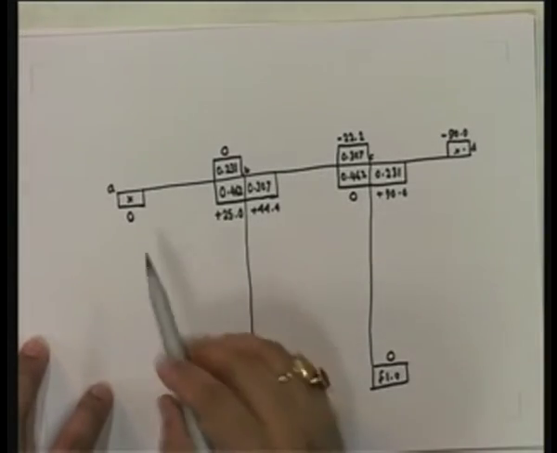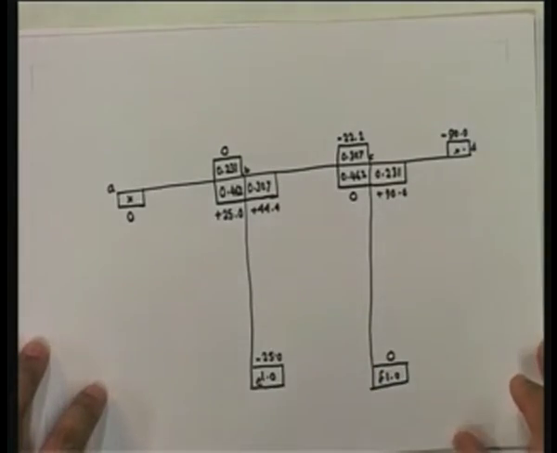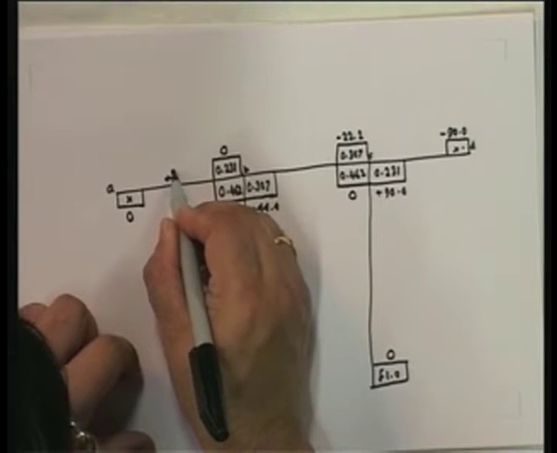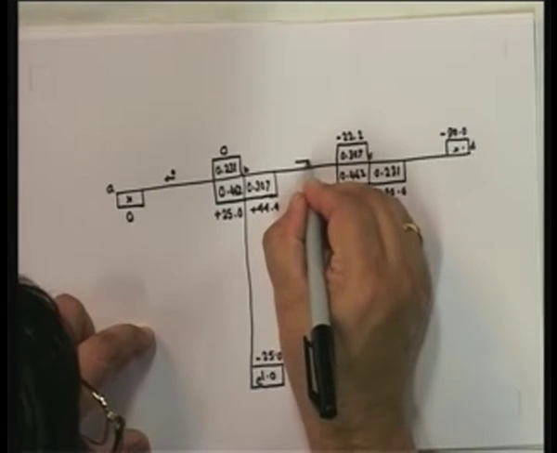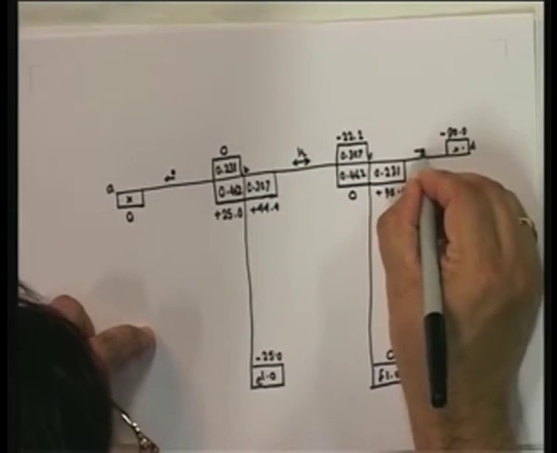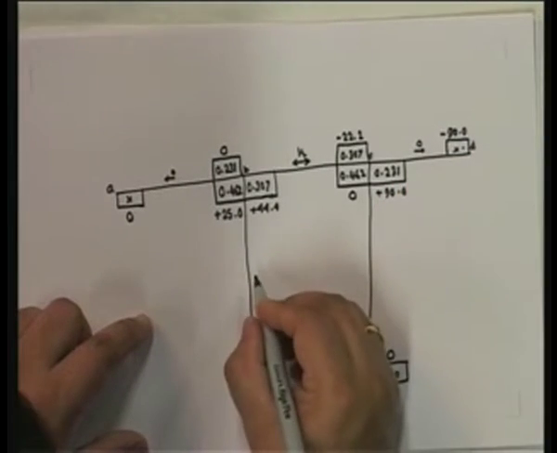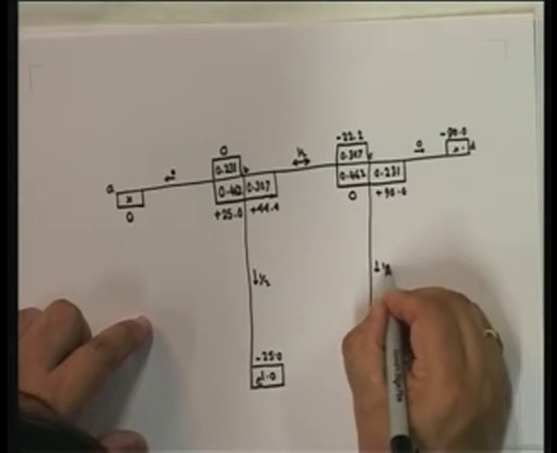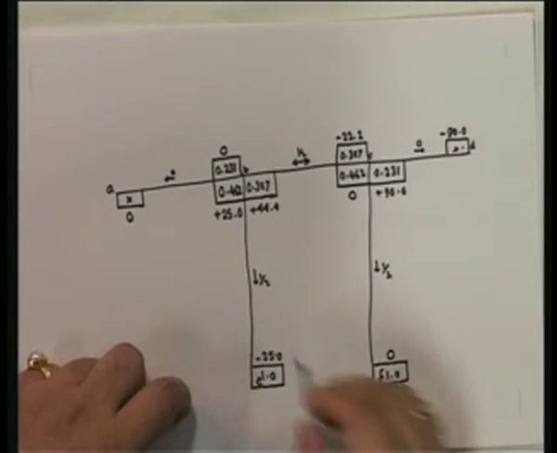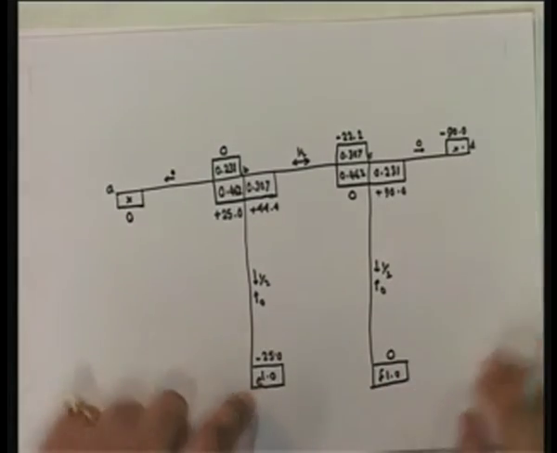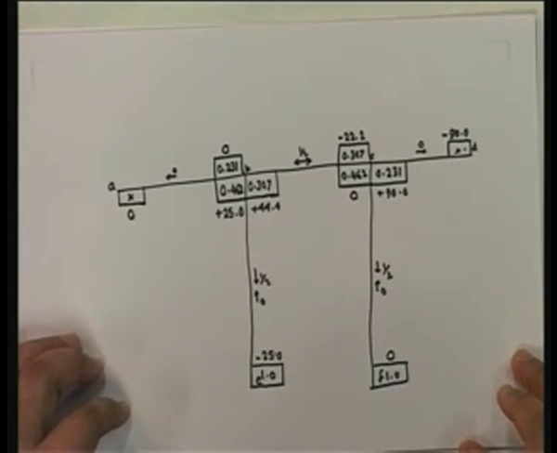So I have just written down all the distribution factors, and remember the carryover. Okay, there is 0 carryover here. Here, there is carryover in both directions of half. Here, there is 0 carryover here. Here there is half carryover, and here this is half carryover. In this direction carryover is 0, in this direction carryover is 0, because it's a fixed end. Okay, and ultimately, so AB, so we've written down everything, all the carryovers.